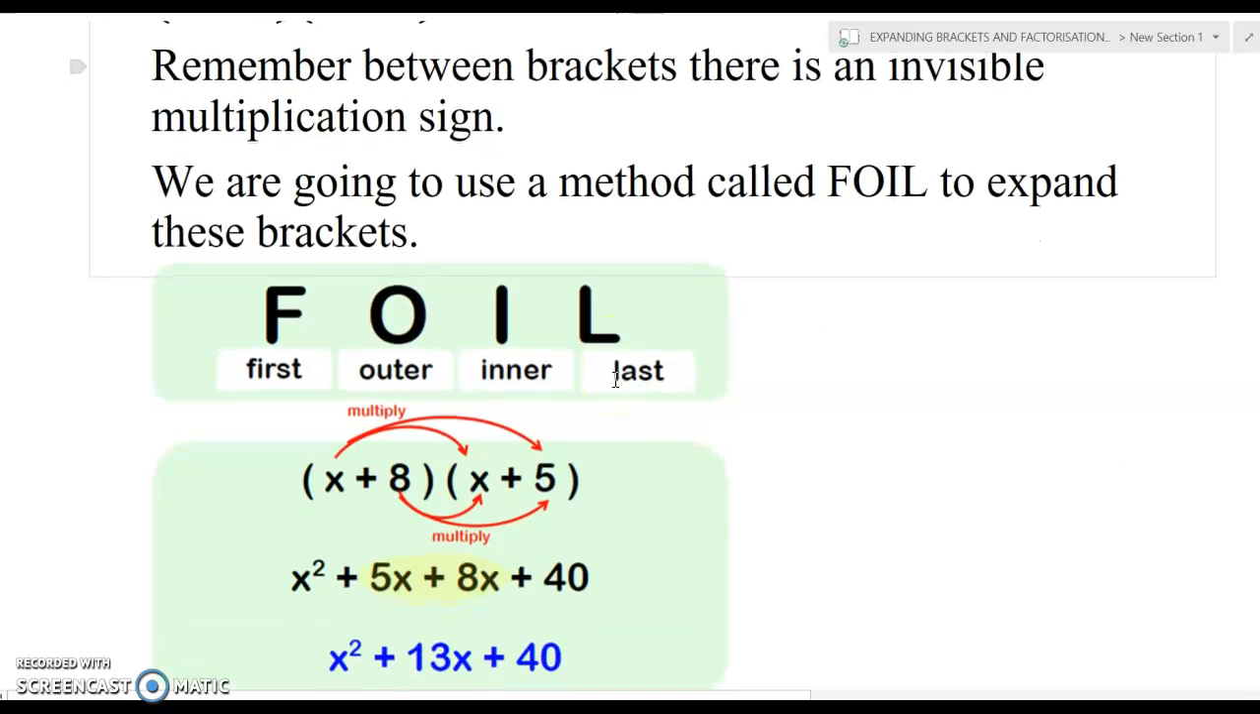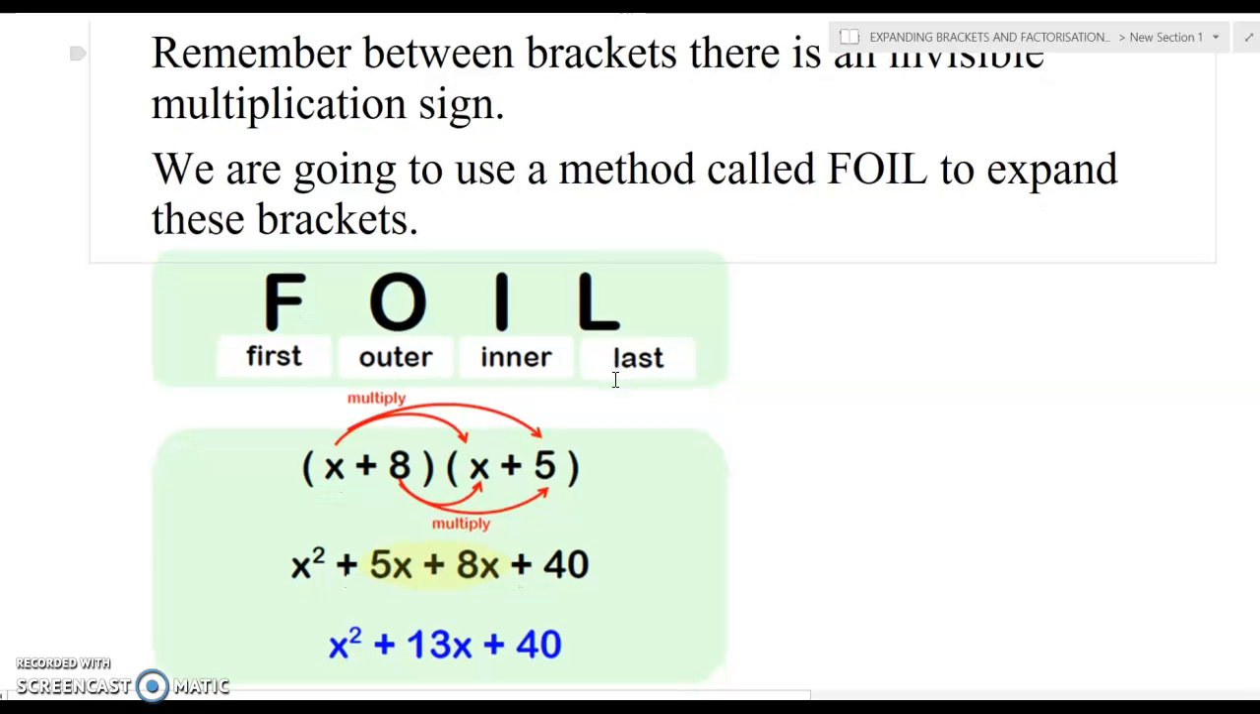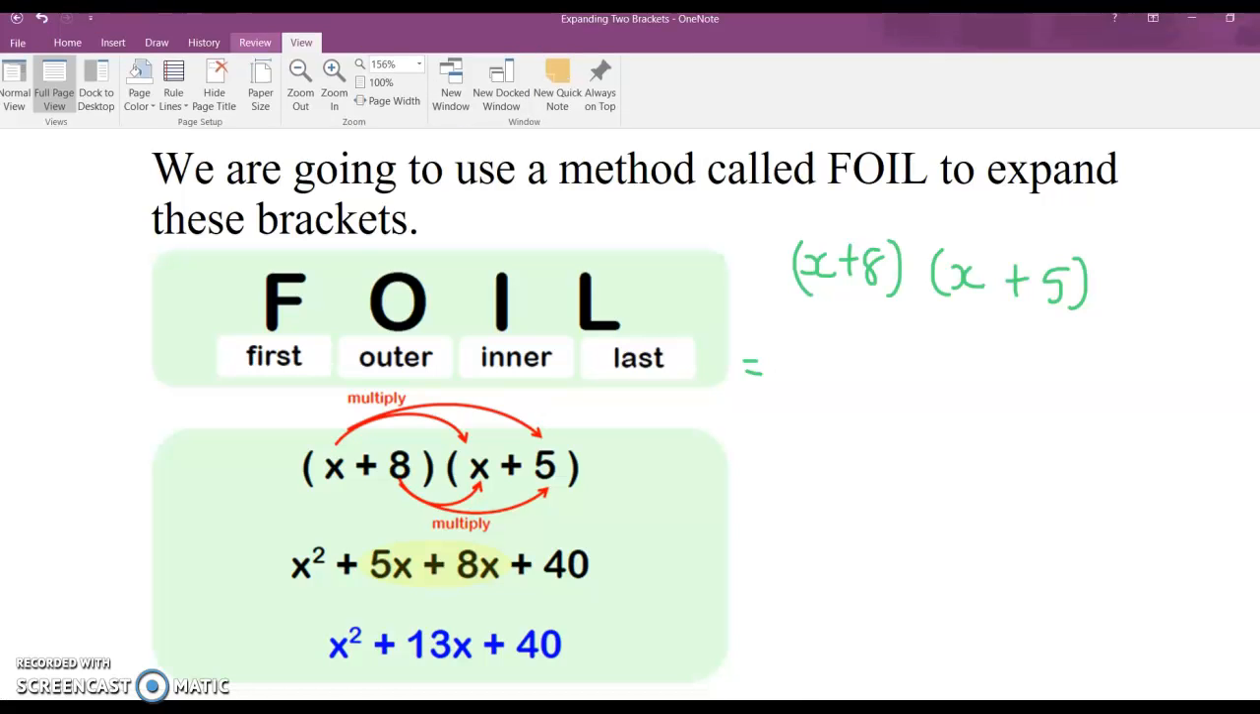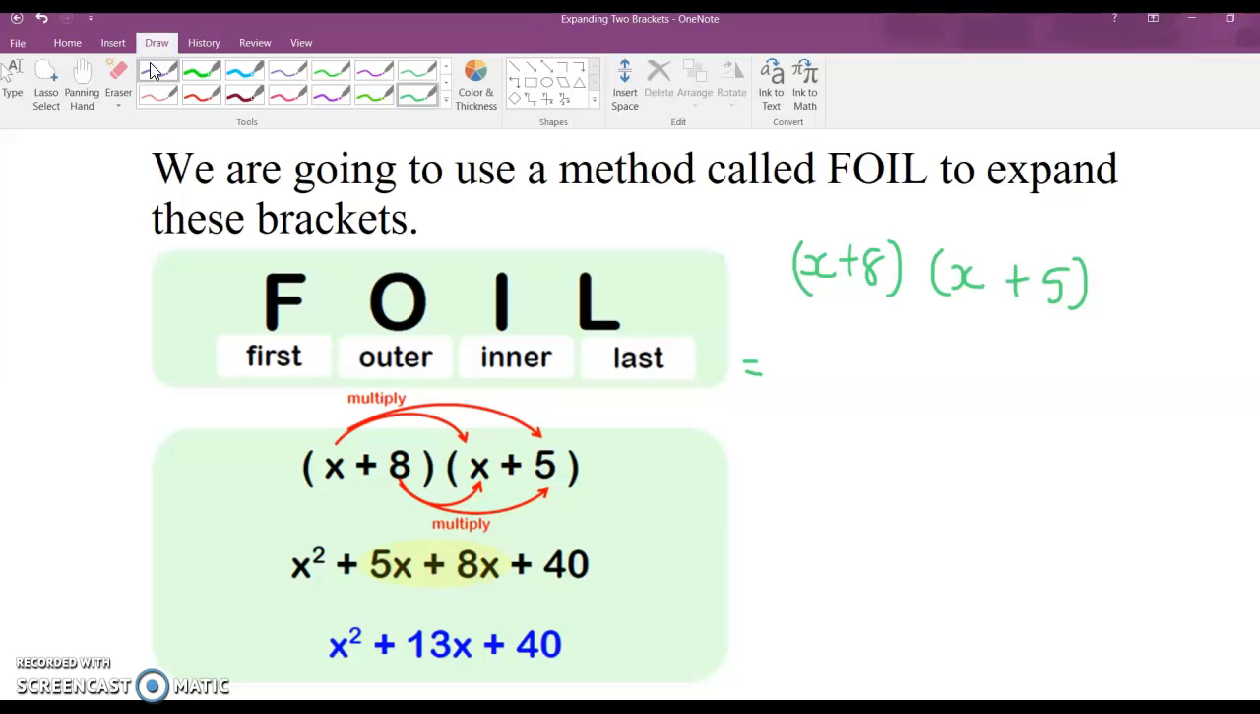Now there's a method called FOIL that I'm going to show you all how to use. So we have x plus 8, x plus 5. I'm going to show you how to use this method to expand when you have two sets of brackets. Now I'm going to use different colors so it's a little bit easier to see.